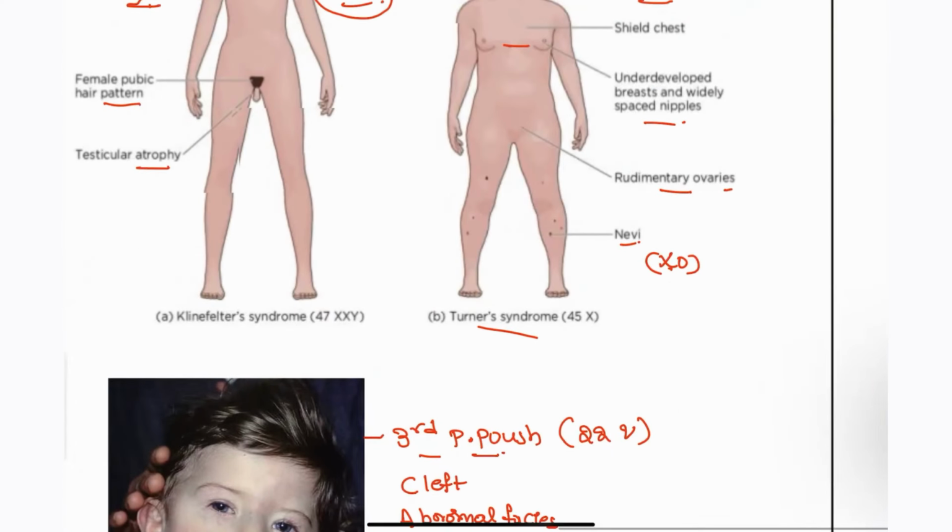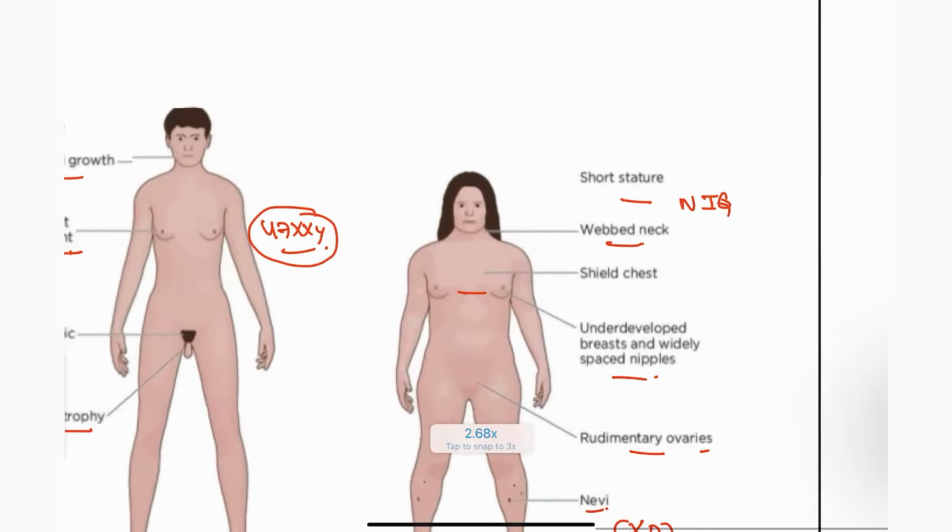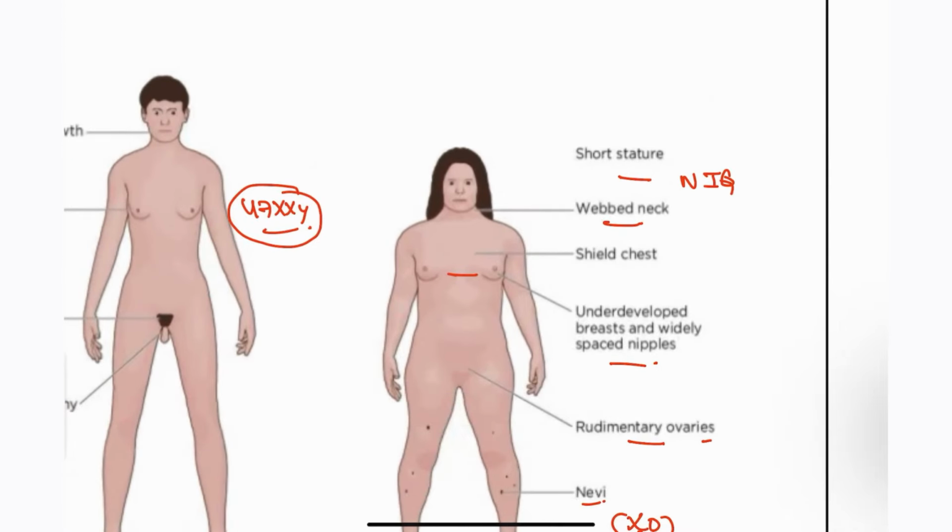Next, opposite to Turner, there is Noonan syndrome. In Noonan syndrome, the patient will have mental retardation with a webbed neck, and another feature is pulmonary stenosis. And those suffering from Turner will have coarctation of aorta.